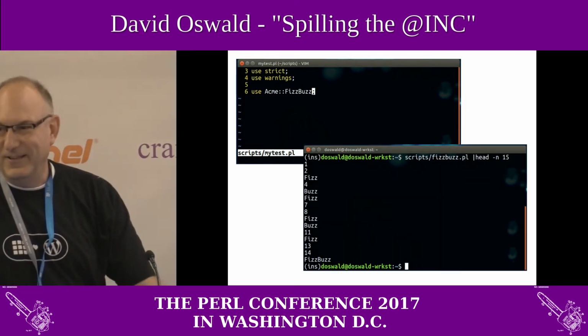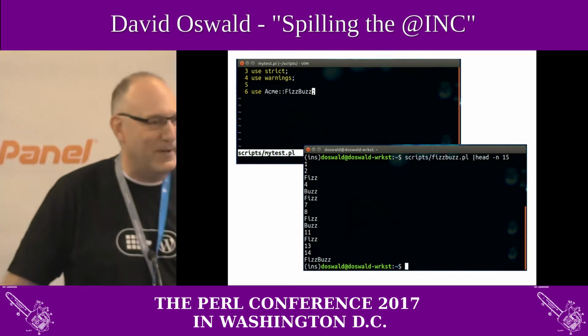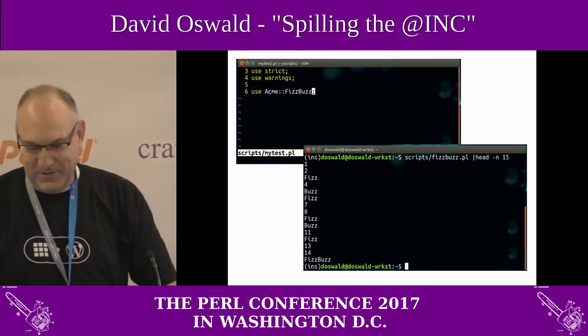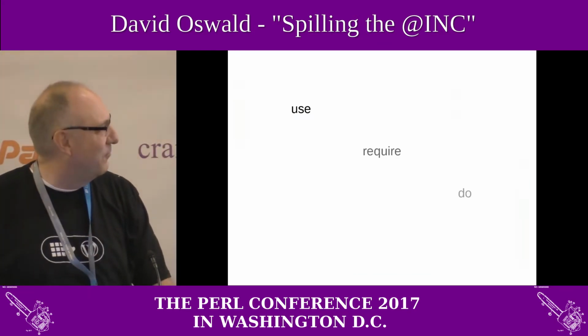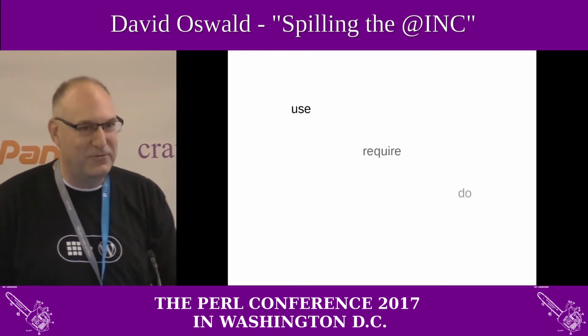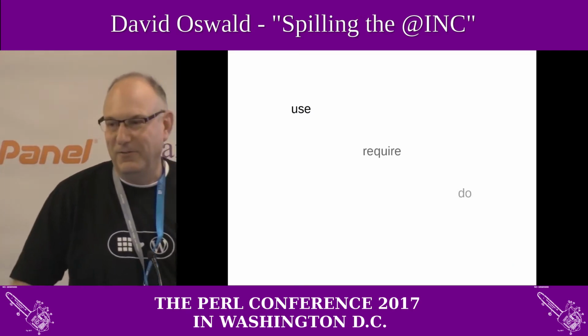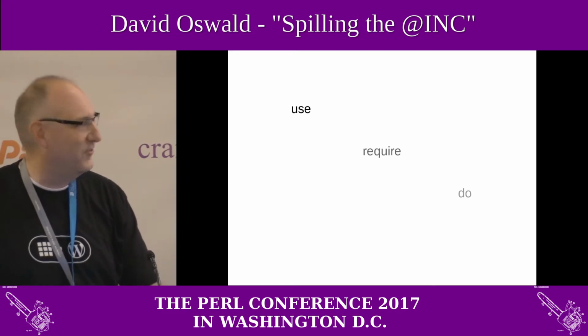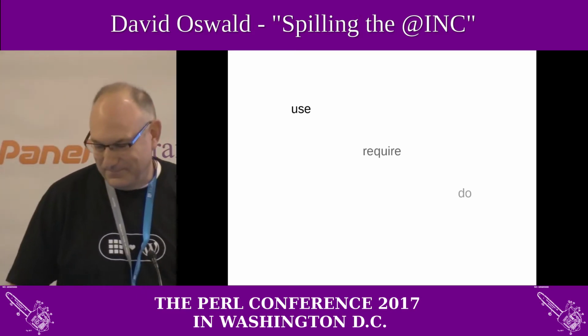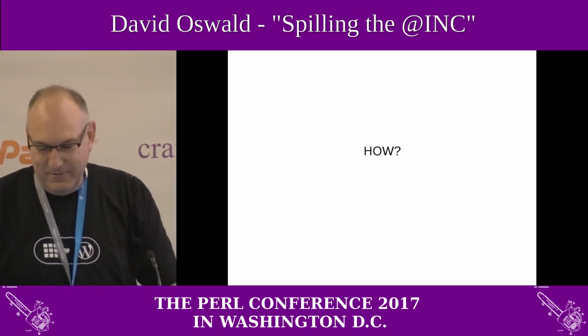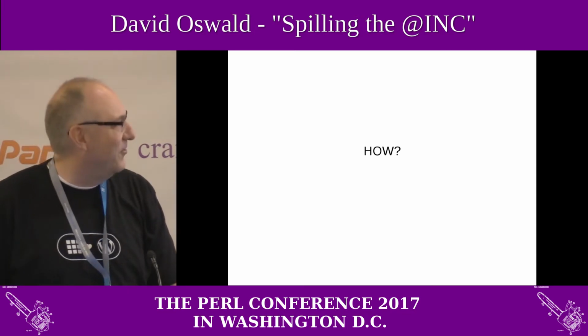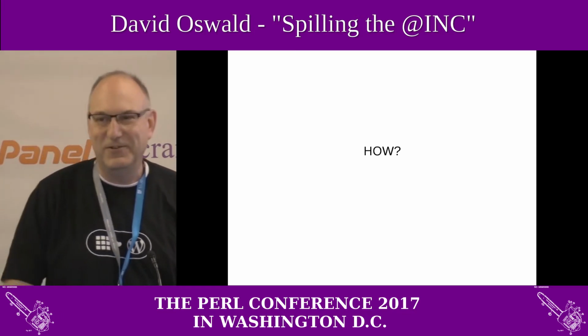Fizz buzz as a one-liner, and not just a one-liner that you even have to think about, just use the module, right? So we get those things through the power of use, require, and for people that were around in Perl 4, and I guess it still works, do. But we have to sometimes stop and ask ourselves, how does that work? How do we get the magic of use, require, and do?